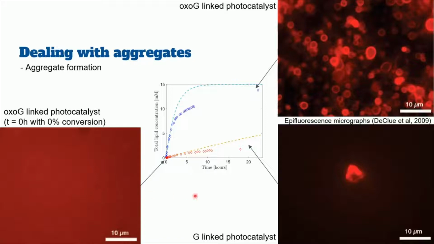In the right bottom corner, we have a micrograph of the guanine-linked photocatalyst experiment showing a giant vesicle in the late stage of the experiment. In the top right corner, we have a micrograph of the oxoguanine-linked photocatalyst experiment showing vesicles and other membranous structures.